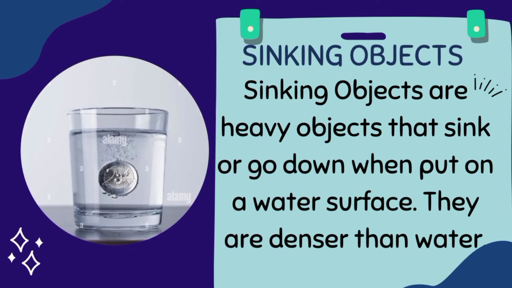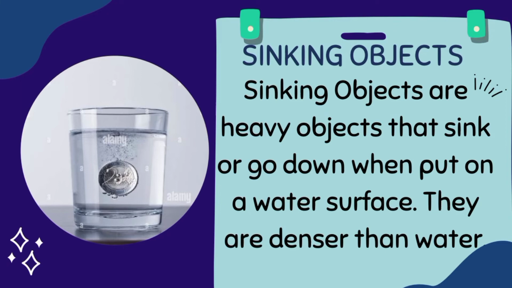Now, sinking objects. Sinking objects are heavy objects that sink or go deep in water. So when you put them on the surface of water, they just go down, and so they are called sinking objects. So they are denser than water, denser than water because they are heavy.